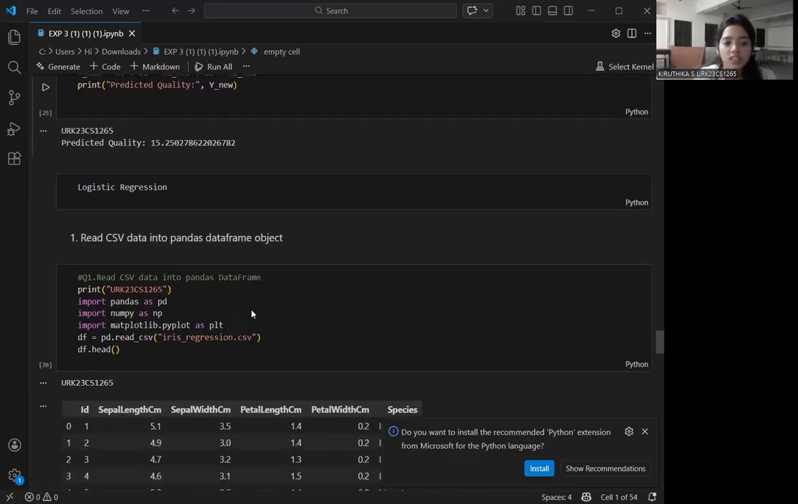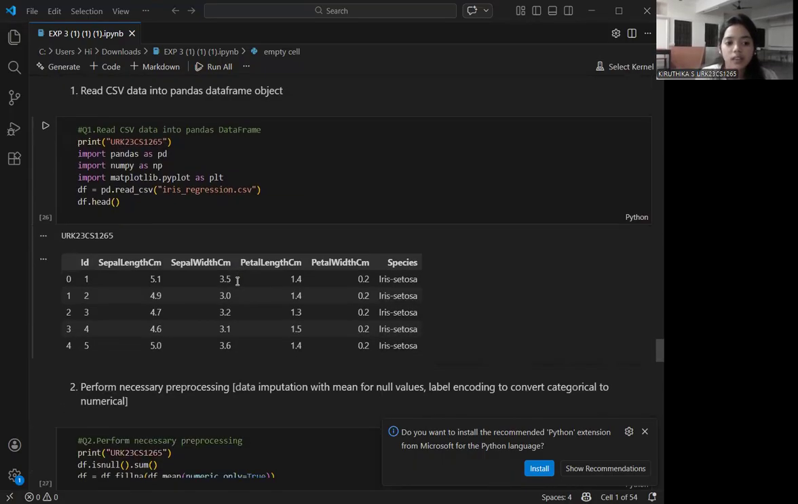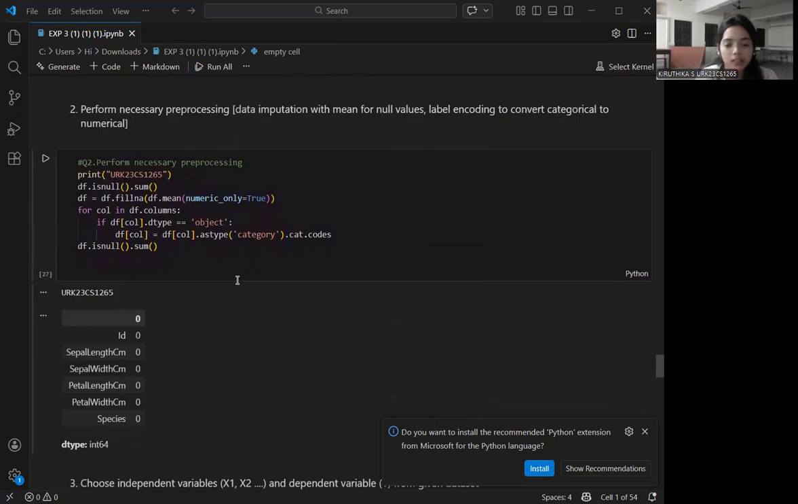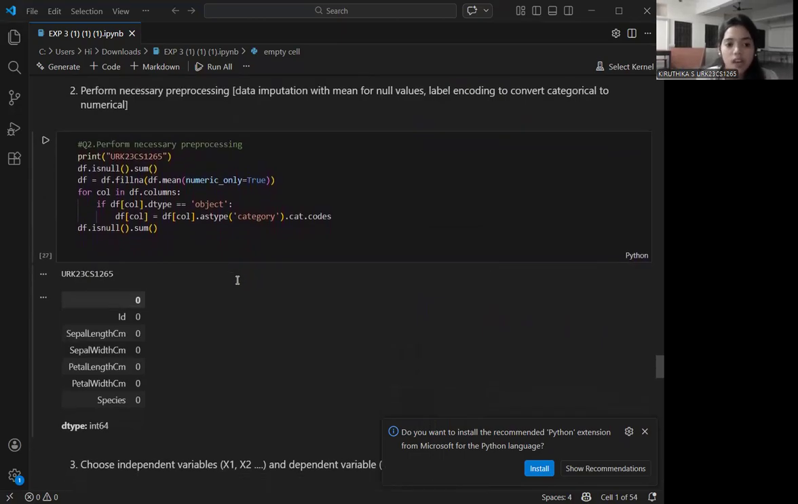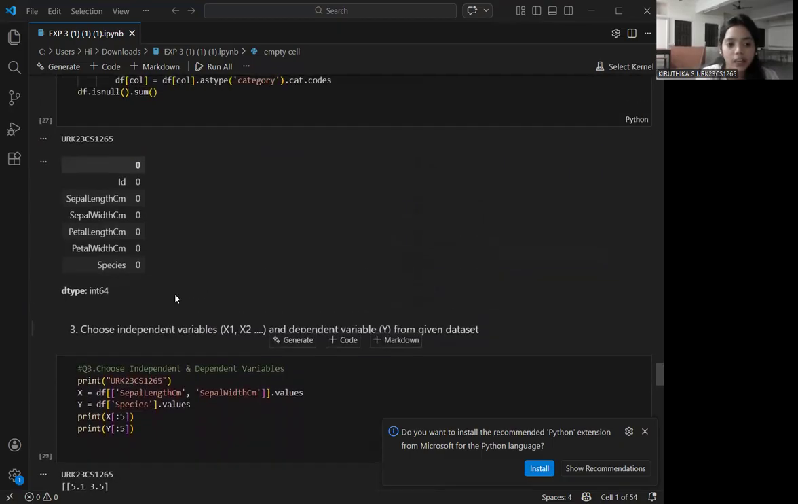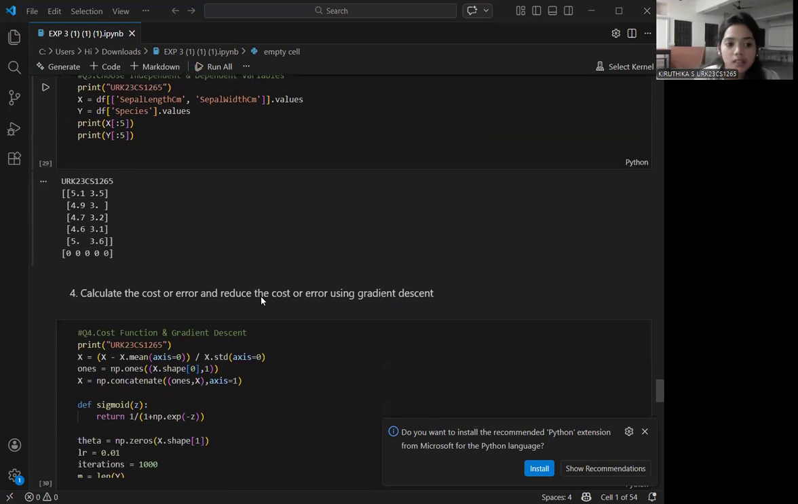And the next one is logistic regression. We load the data set using pandas. And the second one is data pre-processing. Steps performed in this include handling missing values and converting categorical values to numeric using label encoding, and the data type is int. And the third one is choose variables. Independent variables: sepal length cm, sepal width cm. Dependent variable: species.